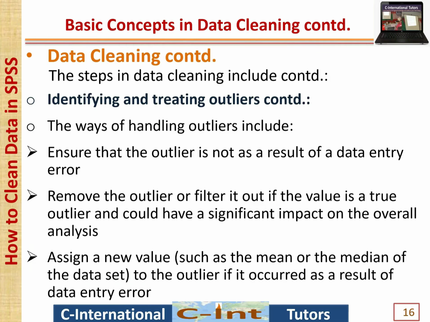After identifying outliers, the first thing to do is to ensure that the outlier is not as a result of a data entry error. Then, you may wish to remove the outlier or filter it out if the value is a true outlier and could have a significant impact on the overall analysis. Another option is to assign a new value, such as the mean or the median of the data set, to the outlier if it occurred as a result of a data entry error.